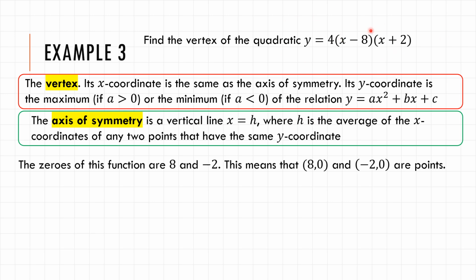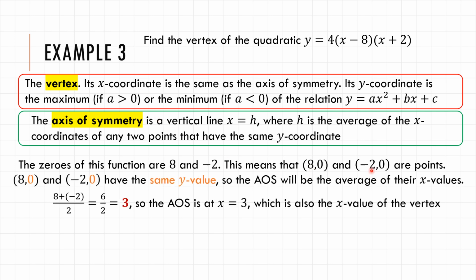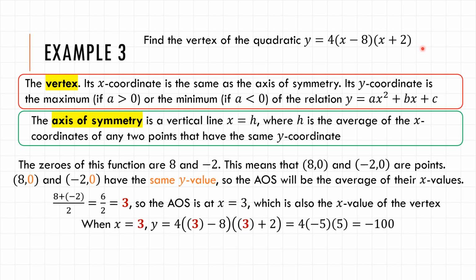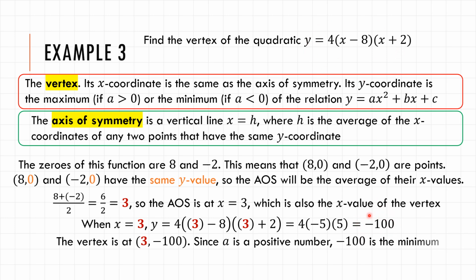Right away, looking at this, I know the zeros of this function are positive 8 and negative 2. That means that these two are points on the function. And if they have the same y value, we can use them to find the axis of symmetry. 8 plus negative 2 is 6. 6 divided by 2 is 3, so the axis of symmetry is x equals 3. And when x equals 3, if I plug 3 into my equation here, I find a y value of negative 100. So the vertex is at 3 and negative 100.